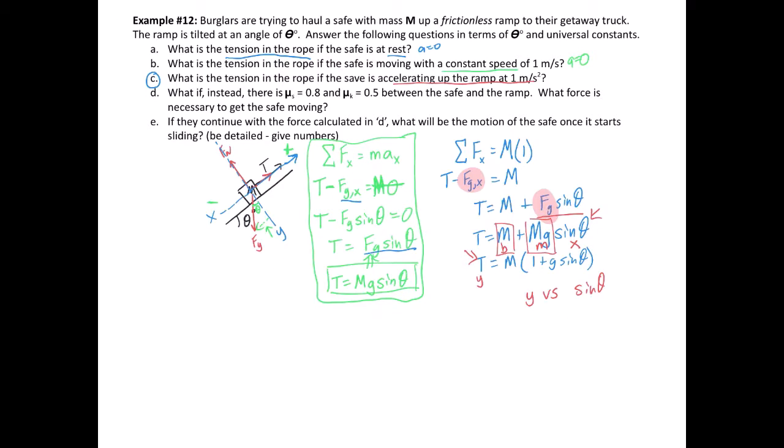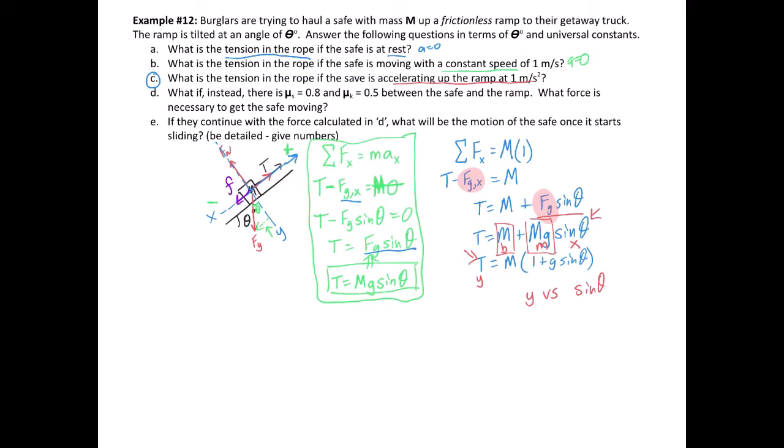So what if instead there's a static coefficient of friction of 0.8 and a kinetic coefficient of friction of 0.5 between the safe and the ramp? What force is necessary to get the safe moving? Now, again, recognize we're going to add in friction. If I'm trying to pull it up, that means that we've got some friction that's going to resist. That's going to be in the leftward direction.